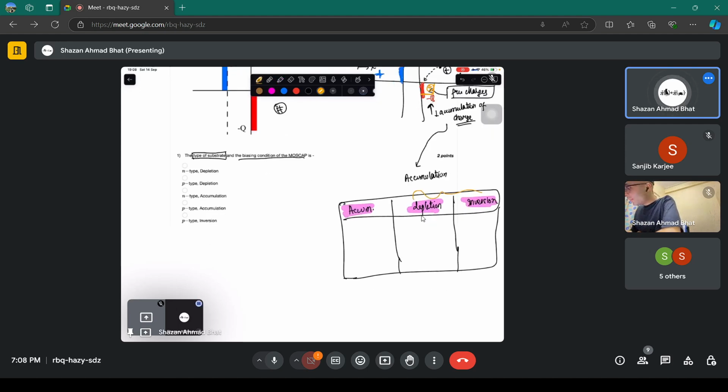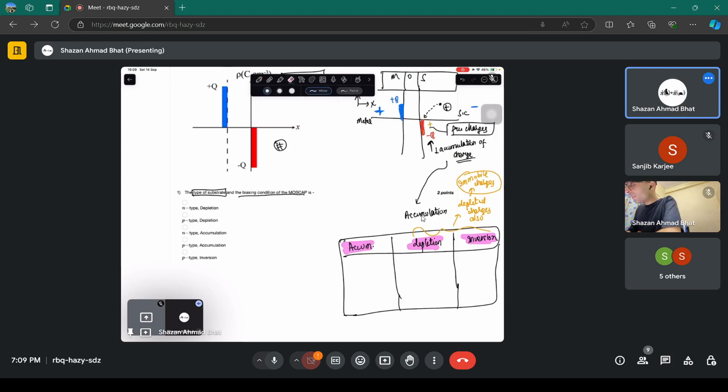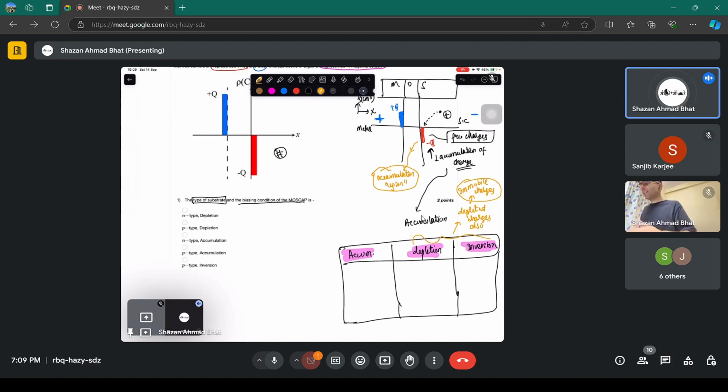In these two regions, you have the depleted charges also, which are the immobile charges. If you don't see any sign of immobile charges in the figure, and you just see the free charges, this is always going to be the accumulation region. Accumulation of what? Free charges. This can be either negative charge or positive charge, but here it is negative.